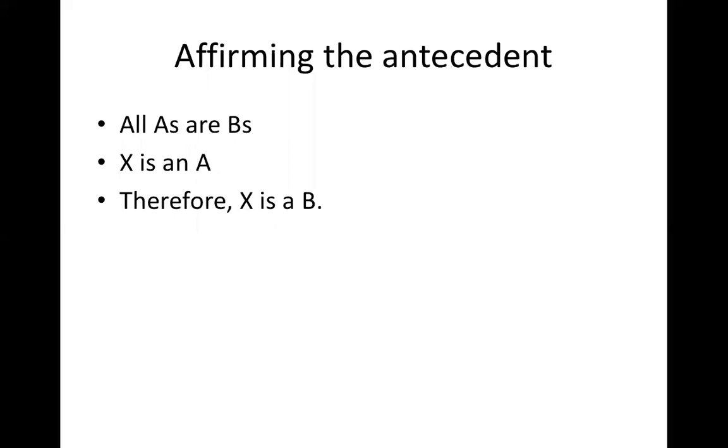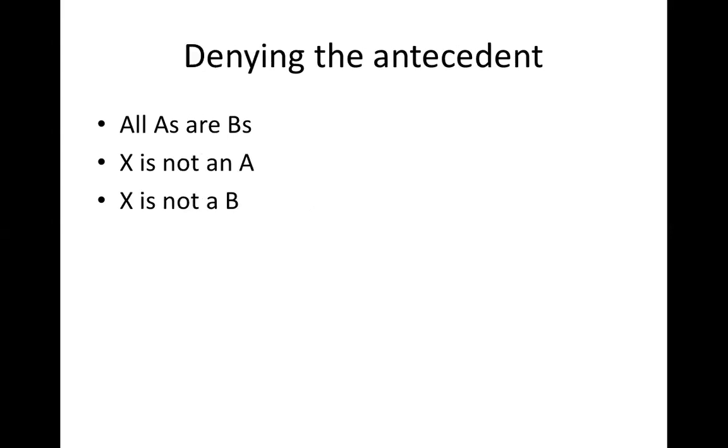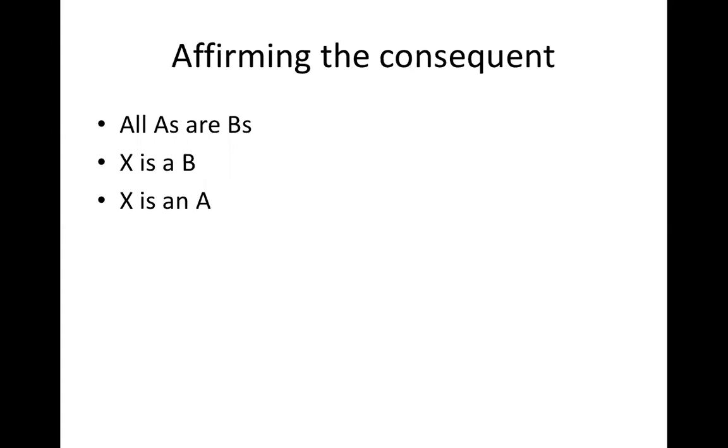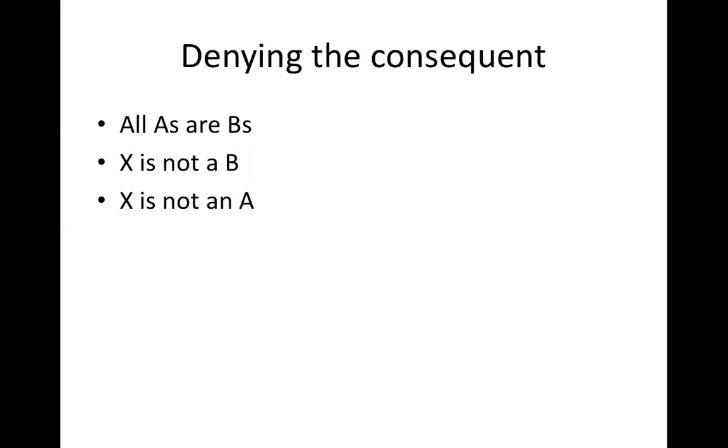So now this one affirms the antecedent. All A's are B's, X is an A, therefore X is a B. This is an argument that affirms the antecedent, so it is valid. But the one that denies the antecedent, X is not an A, X is not a B, is invalid. Then the argument that affirms the consequent, X is a B, therefore X is an A, is not valid. The one that denies the consequent, X is not a B, therefore X is not an A, is invalid.